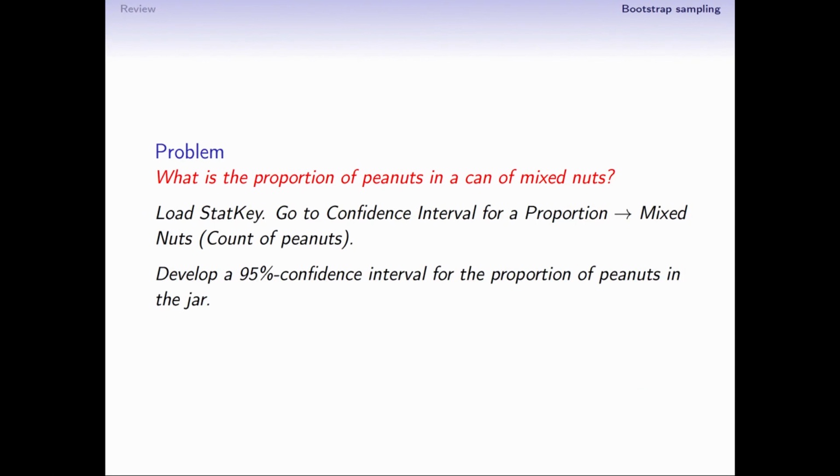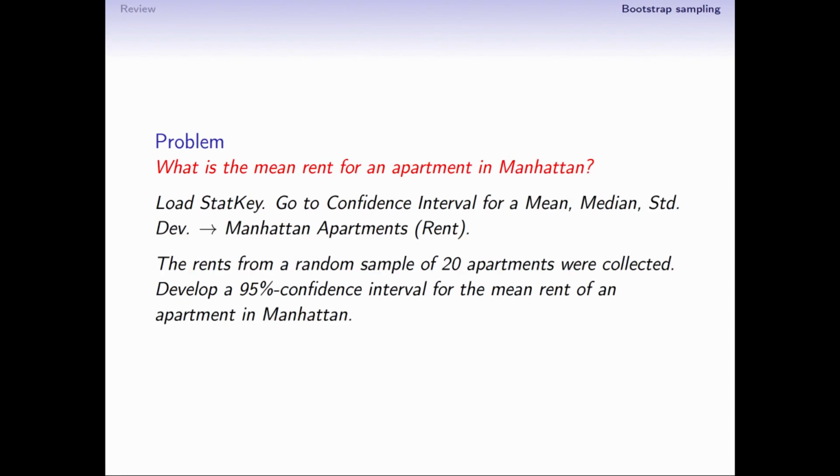For our next problem, we're going to try to develop a confidence interval for a mean. We're trying to answer the question, what is the mean rent for an apartment in Manhattan? So we're going to load StatKey. We're going to go to confidence interval for a mean, median, or standard deviation, and we're going to load the file called Manhattan Apartments (rent).